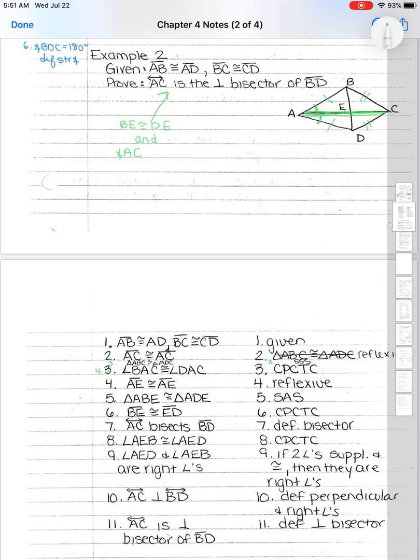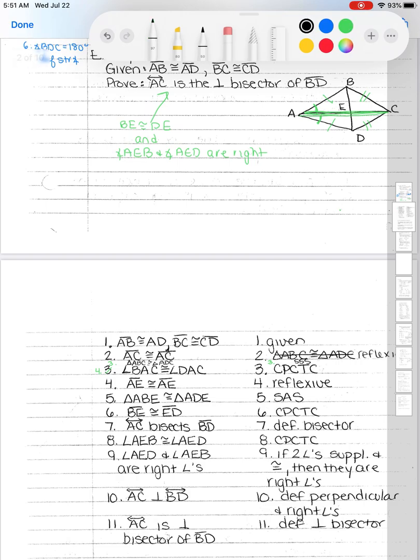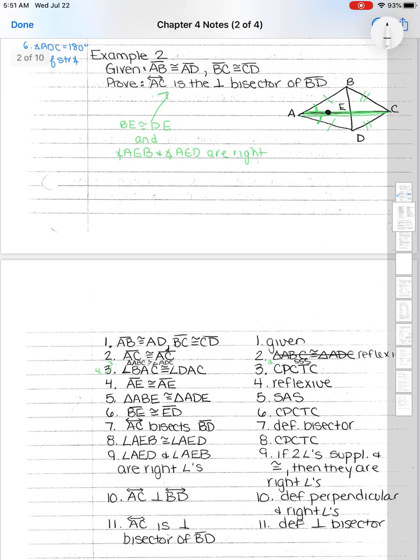So now I've got to work my way inside of this figure. Currently, I'm working with the two bigger triangles. In order to show that AC is the perpendicular bisector of BD, I would have to show that BE is congruent to DE, and I have to show that angle AEB and AED are right angles. So those are the two things I have to do in order to be able to prove that.